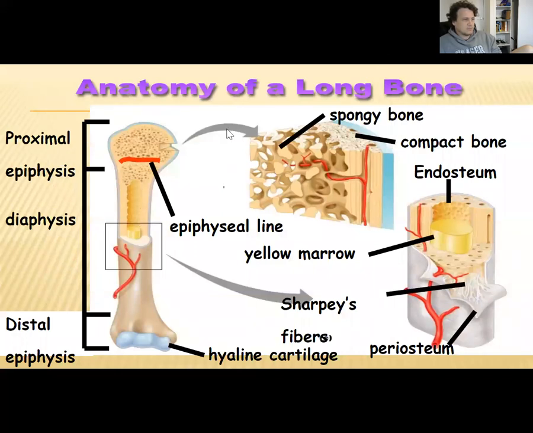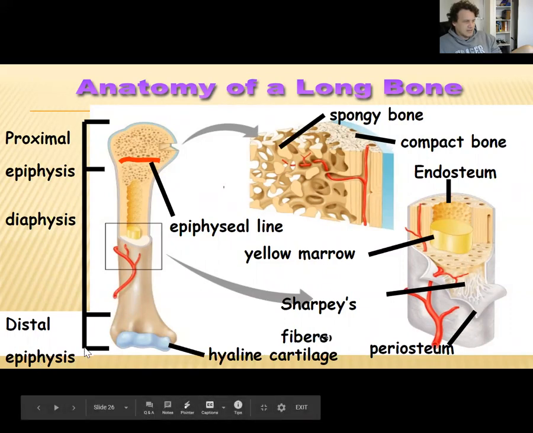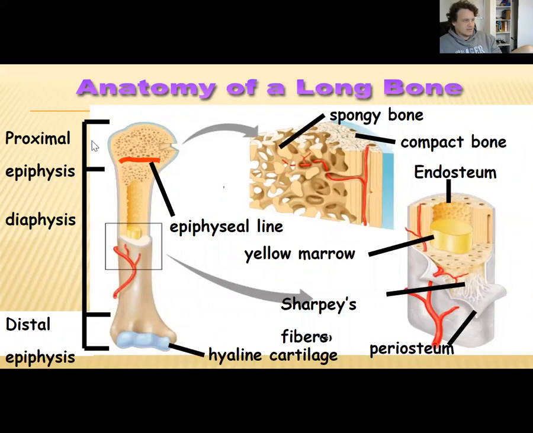Long bone: the diaphysis, which is the middle part, and the epiphysis, which is the end. We have the proximal end and the distal. The proximal end is the end nearest the joint. So if I was to say, your tibia and fibula in your leg, the distal end is the end that attaches to the ankle. The proximal end is the end that attaches to my knee.